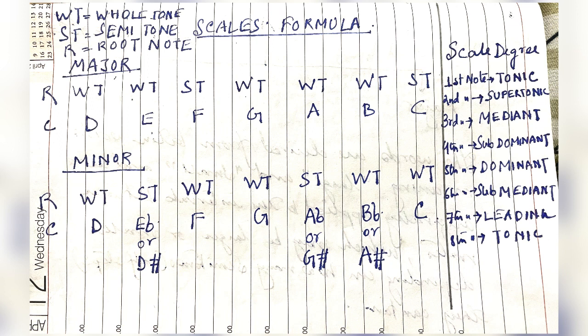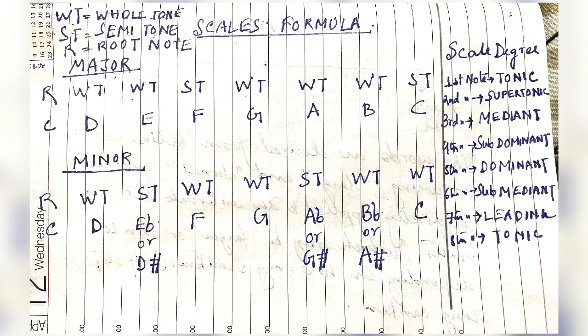Then from G, we have a whole tone, skipping the G sharp or the A flat. We go to A. Now from A, we have another whole tone, so we skip A sharp or B flat. We go to B. Now from B, we have one semitone. B doesn't have a sharp, right? So the semitone will be C. Say, for example, if you are asked to play the whole tone of a B note, then it must be C sharp, skipping the C note, which is the adjacent. Now, that was the formula for the major scale.